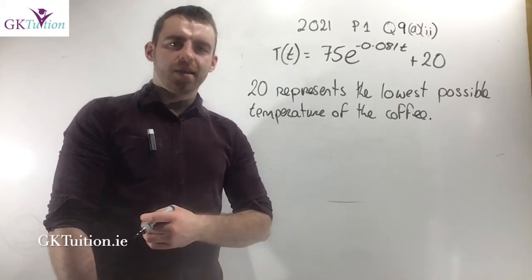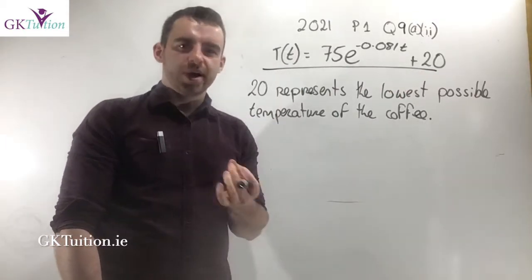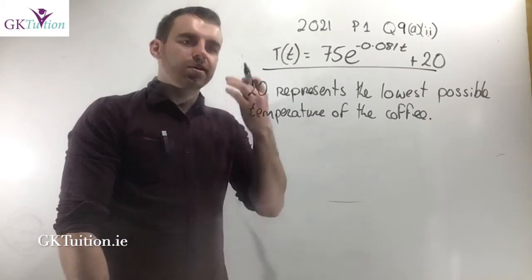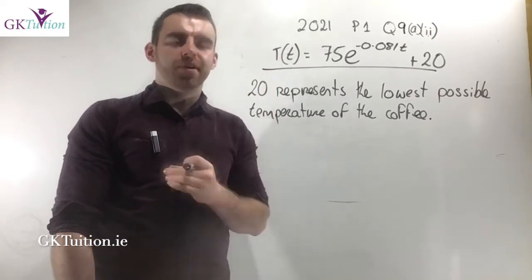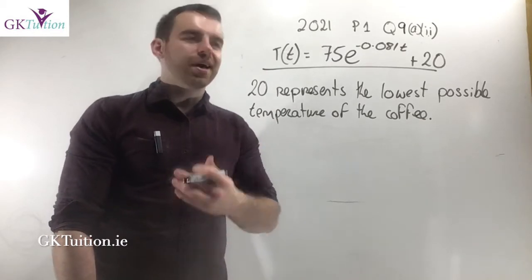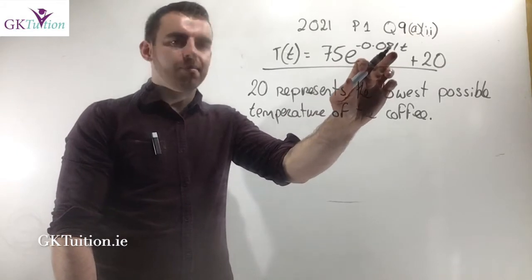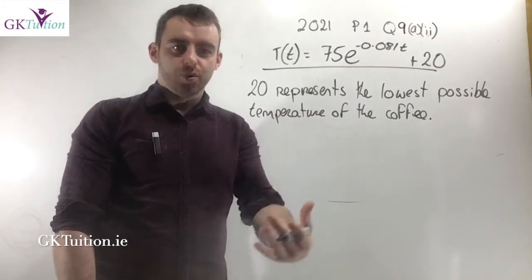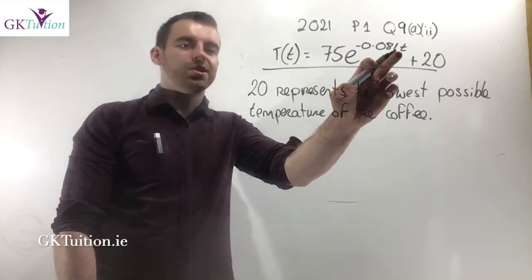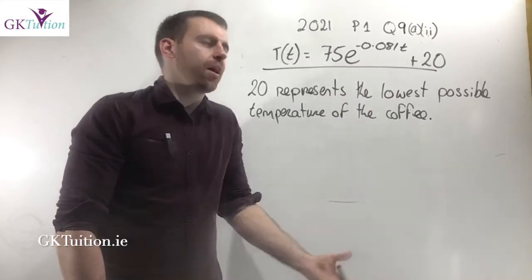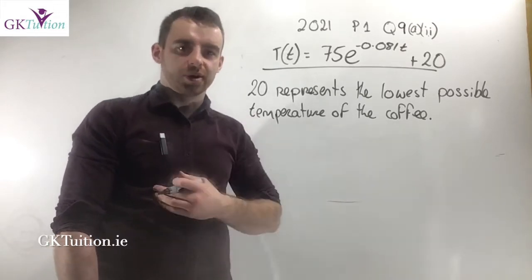In part II, we're asked to explain from this formula, what does the 20 represent? Well, you can think about it here. We know that when it's brewed, it starts off at 95 degrees. And obviously then, the longer we wait, the colder it gets. And this formula models the rate at which the coffee cools. So after 10 minutes, if I subbed in t equals 10, I'd work out, oh, maybe after 10 minutes, it's only 60 degrees, or it's certainly going to be colder.